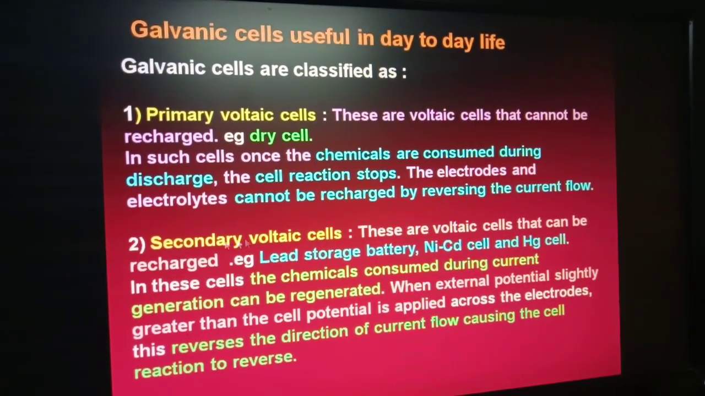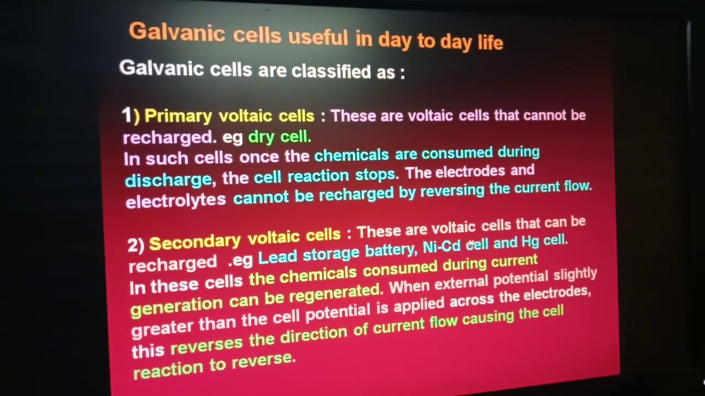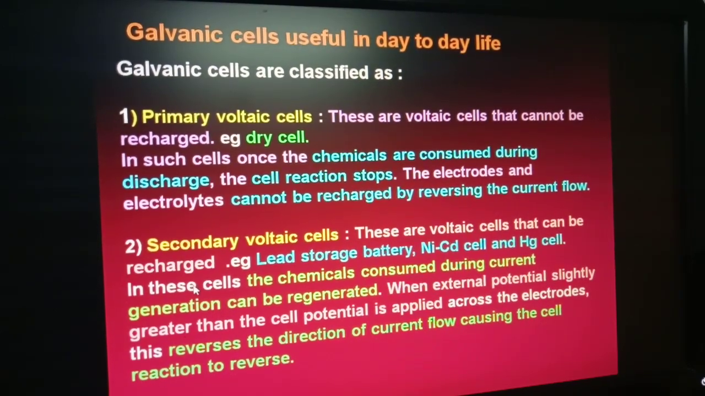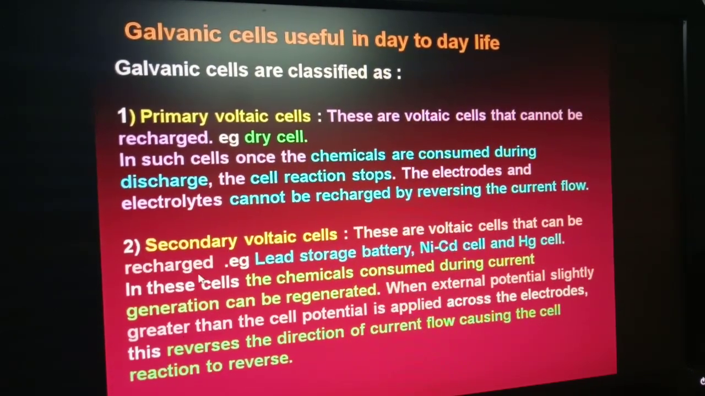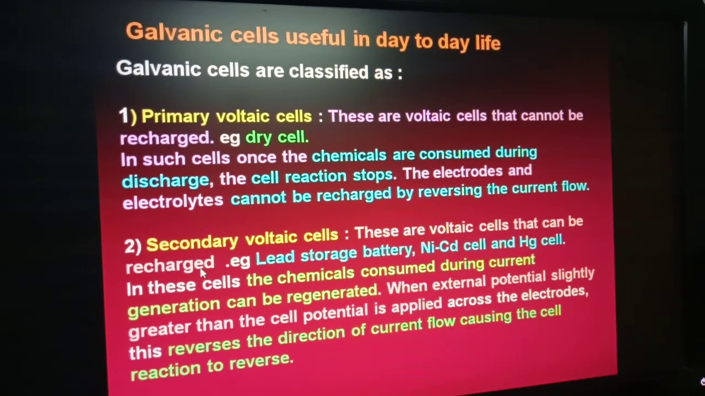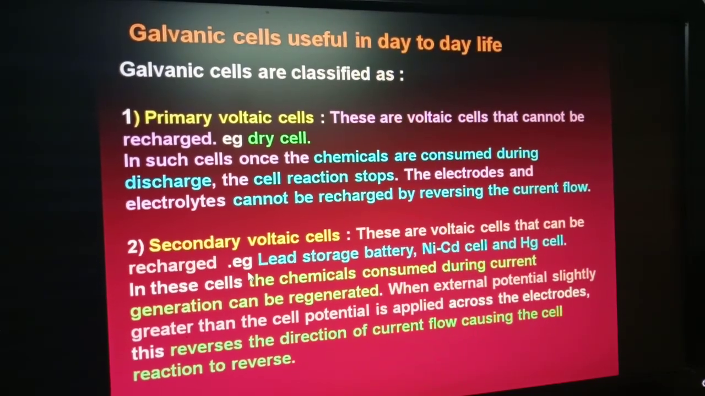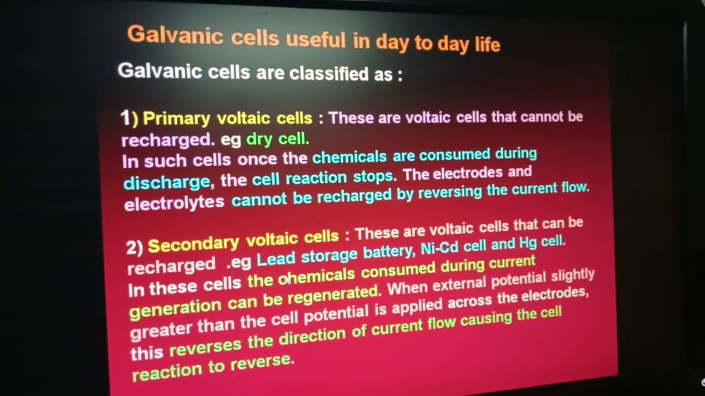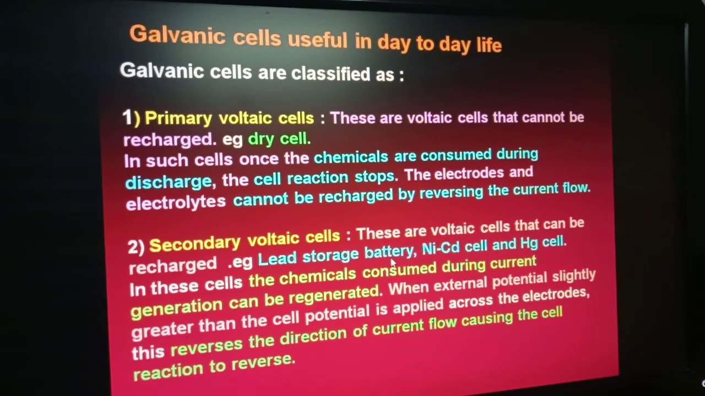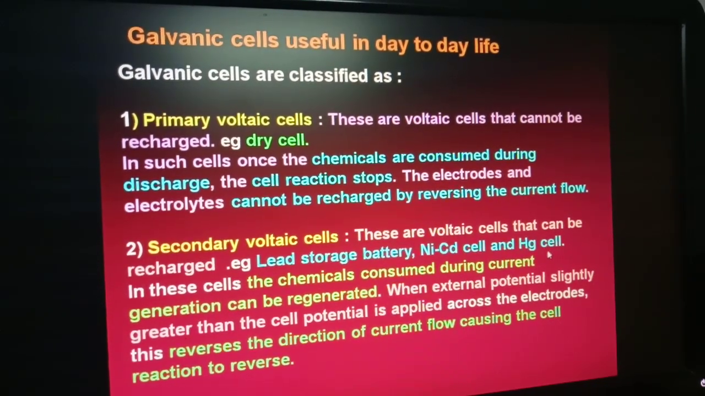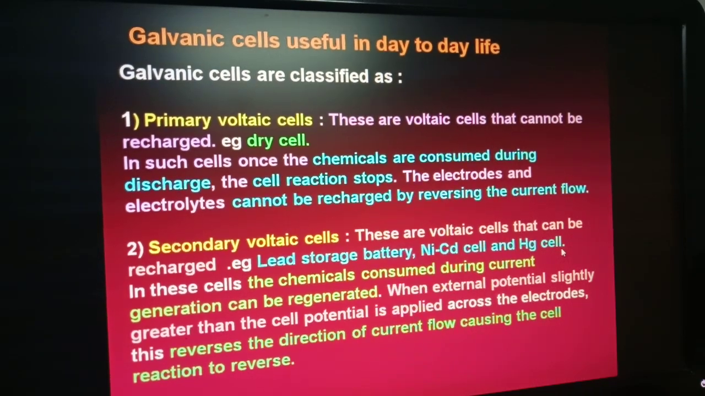Next type of cells are secondary voltaic cells. These are the cells that can be recharged by applying external opposing EMF slightly greater than the EMF of the cell taken. Under this you have examples of lead storage battery, nickel cadmium cell and mercury cell.